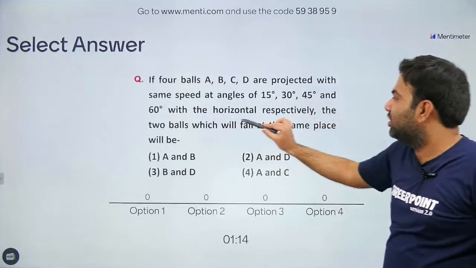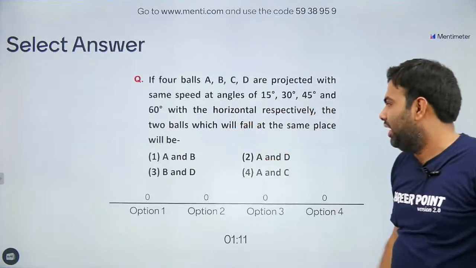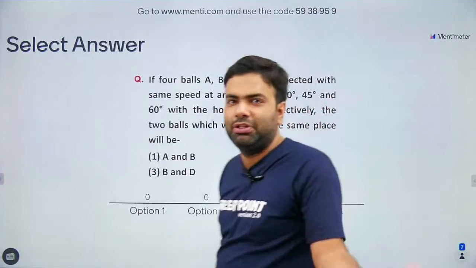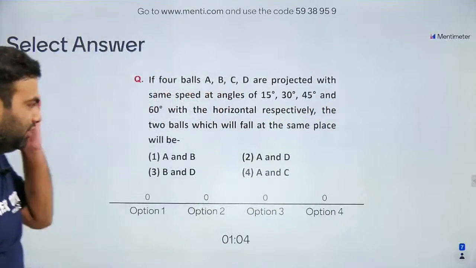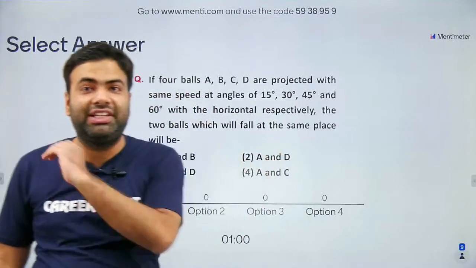The two balls which will fall at the same place will be: A and B, A and D, B and D, or A and C. This is a very simple question. These questions are based on the level of the NEET exam.